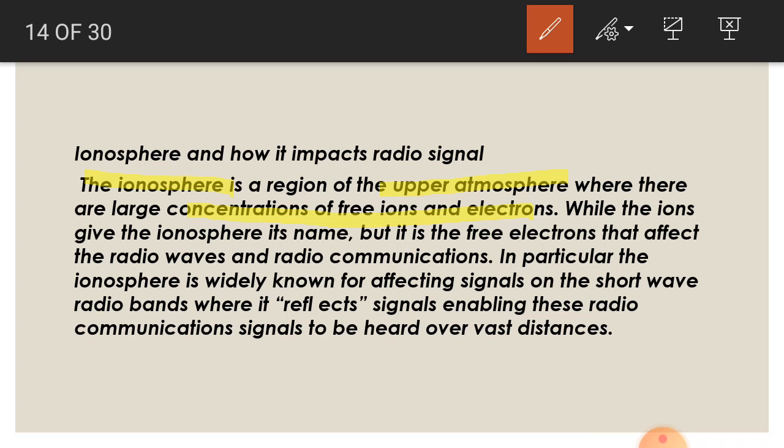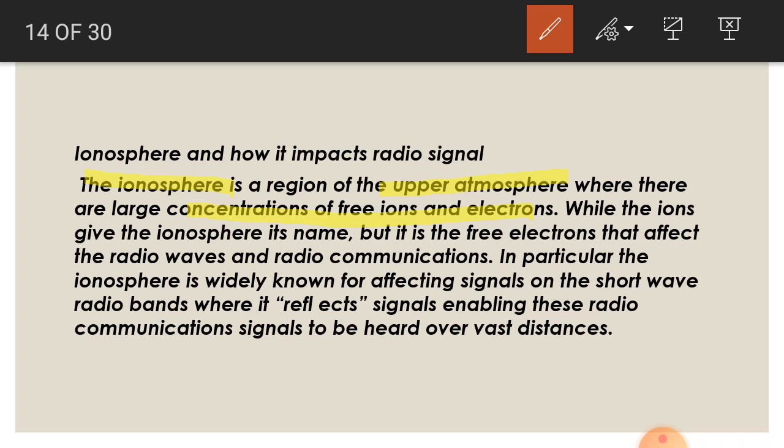and radio communication. In particular, the ionosphere is widely known for affecting the radio signals of the short wave radio bands, where it reflects the signal and enables these radio communication signals to be heard over vast distances. So basically what the layer of ionosphere does, it reflects the signals from our ground station.